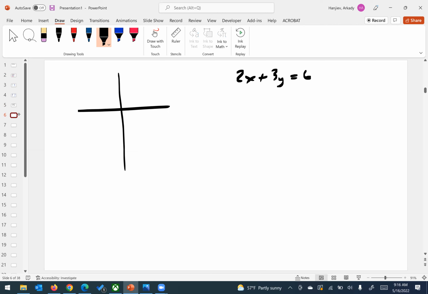Oh, it's been a long time ago. Step 1: subtract 2x from one side, and from the other. Boom, boom, boom. 3y is equal to negative 2x plus 6.